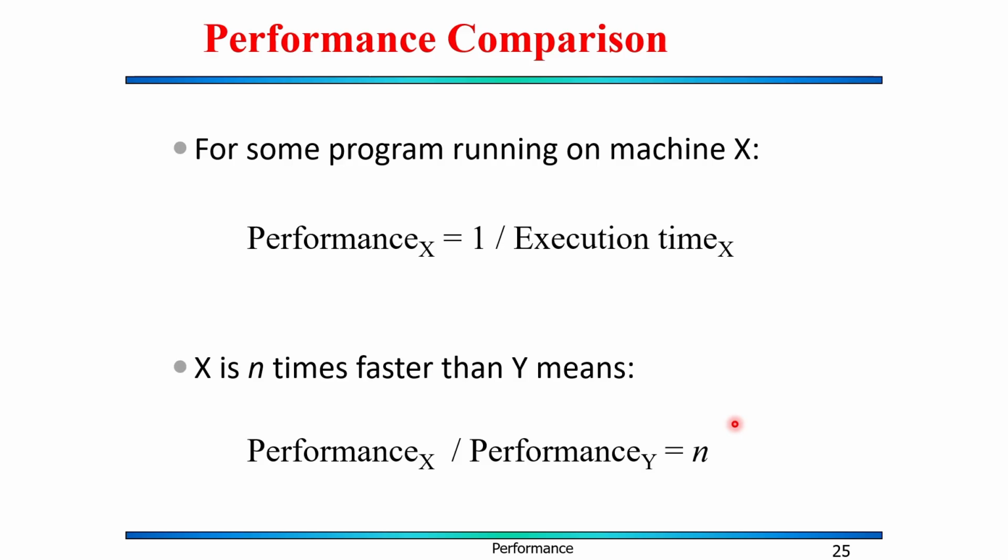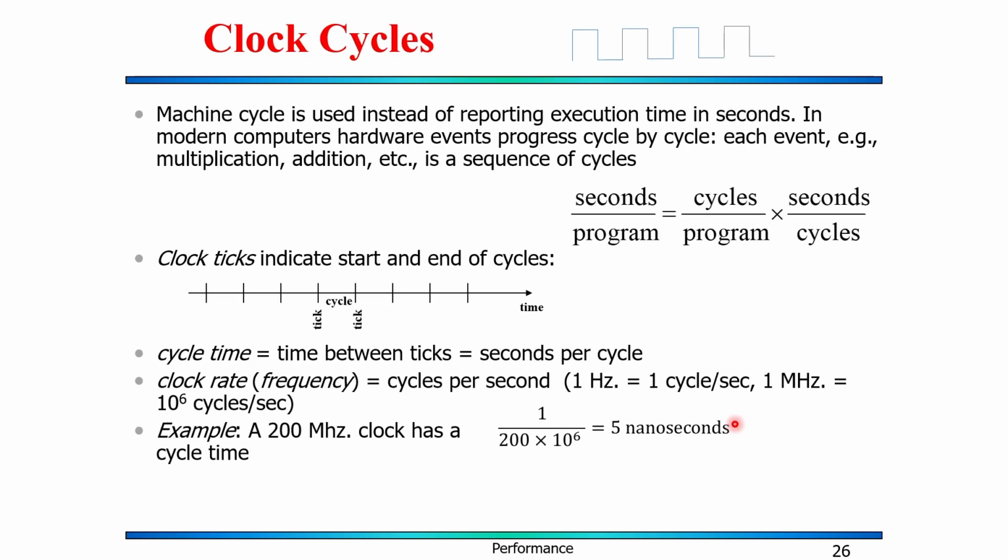Okay, instead of reporting execution time only in seconds, we need to understand how the processor measures time internally. In modern computers, hardware events progress cycle by cycle. Each operation, like multiplication or addition, takes a sequence of these cycles to complete. So the machine cycle is the fundamental unit of time inside the processor.